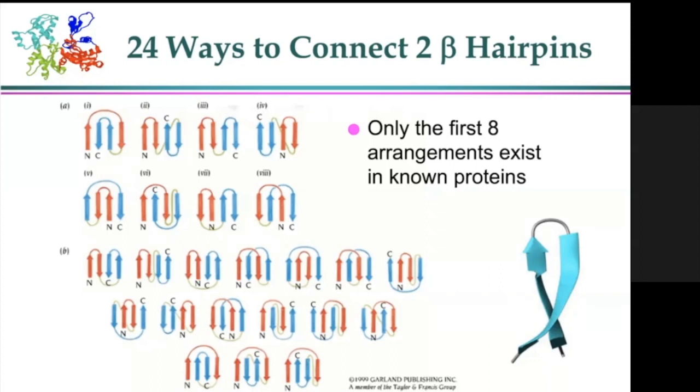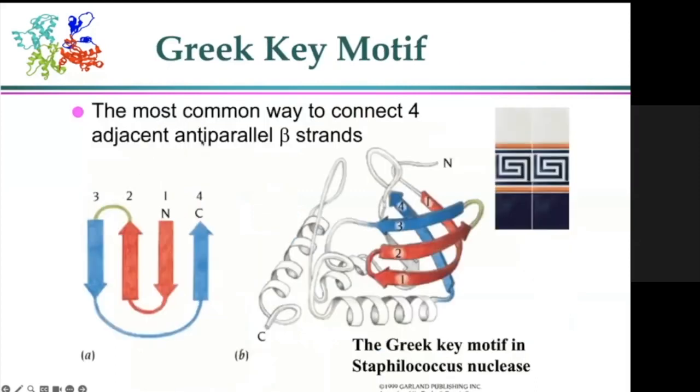exist in known structures. For example, there could be some very simple ones like this so-called meander structure. But this is not the most common structure, even though it is the simplest. The most common structure is the so-called Greek key motif. You have these 4 beta strands in this way, starting from here, you have one beta hairpin, and then another beta hairpin, and then it connects to here.